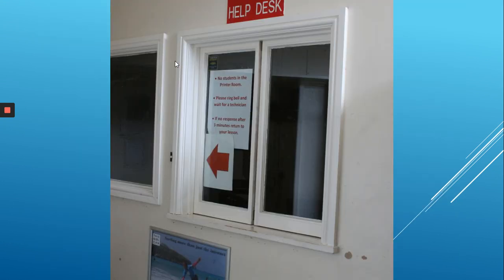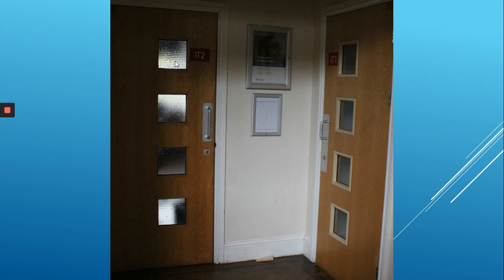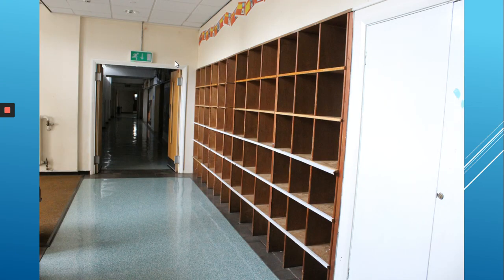At the end of the history corridor, we've got IT. We saw it from the outside earlier. You can get to it either way. And this is the IT help desk. These are our two IT rooms there. Again, same system as the library. We've got these cubby holes for you to put your bags and coats in, so you don't take them into the IT rooms.